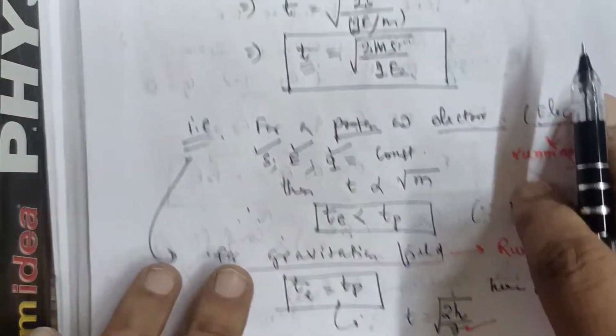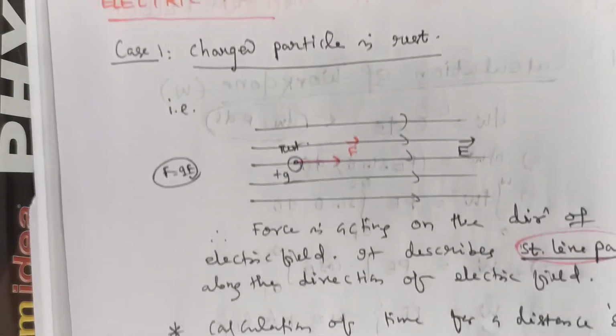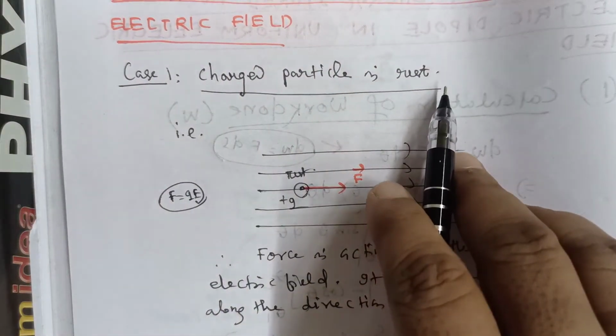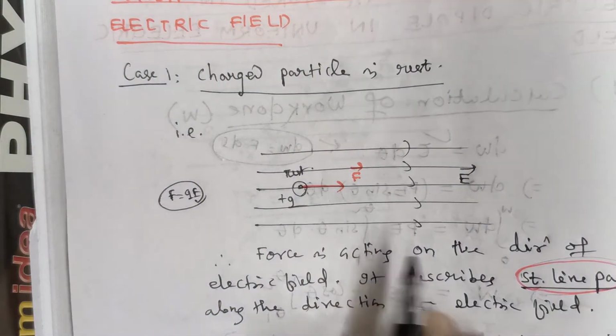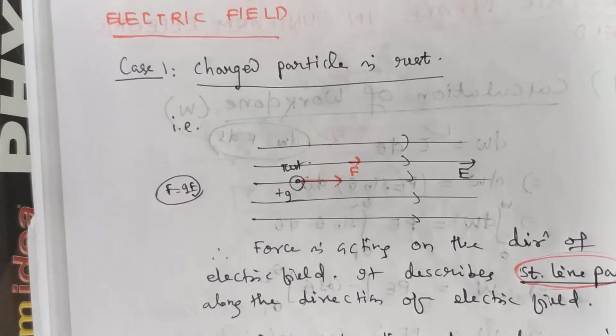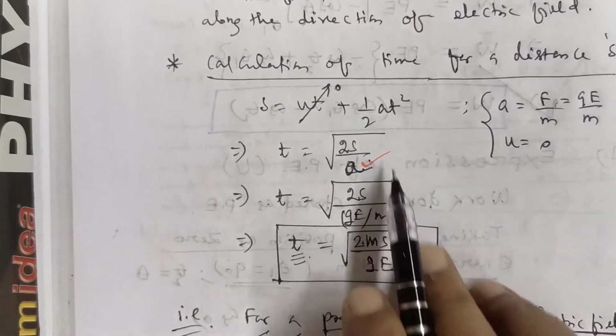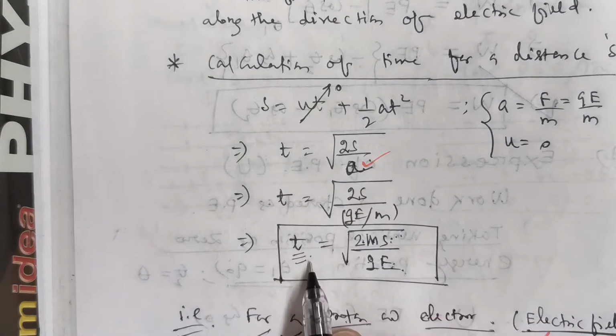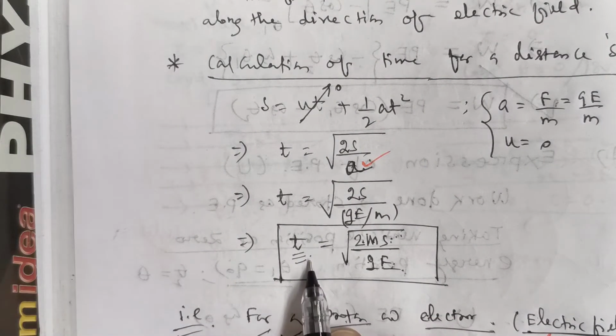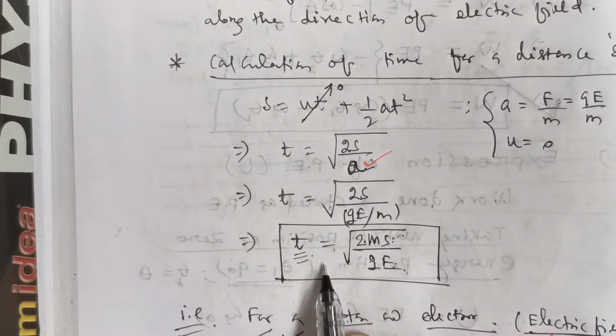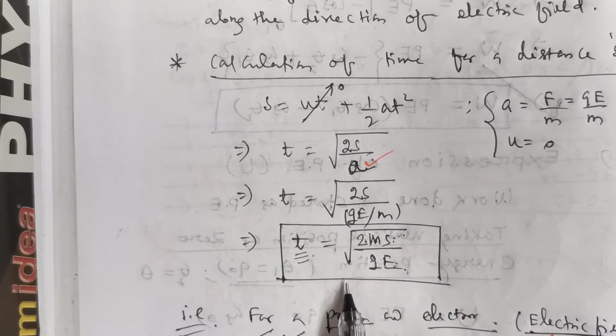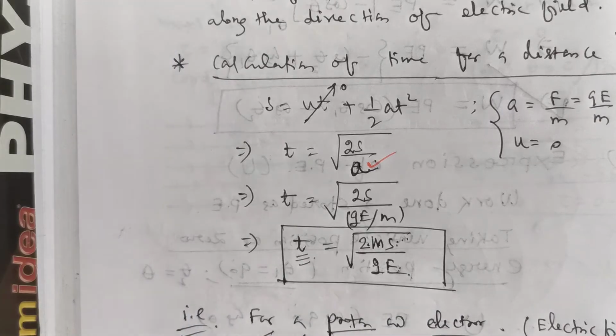So this is a problem when a charged particle is at rest in a uniform electric field. You have to only remember the path is a straight line, and for numerical problems you can use the kinematic formula and you can easily calculate the time. If a problem comes to compare different charged particles, you should use this data, then you can solve the problem.